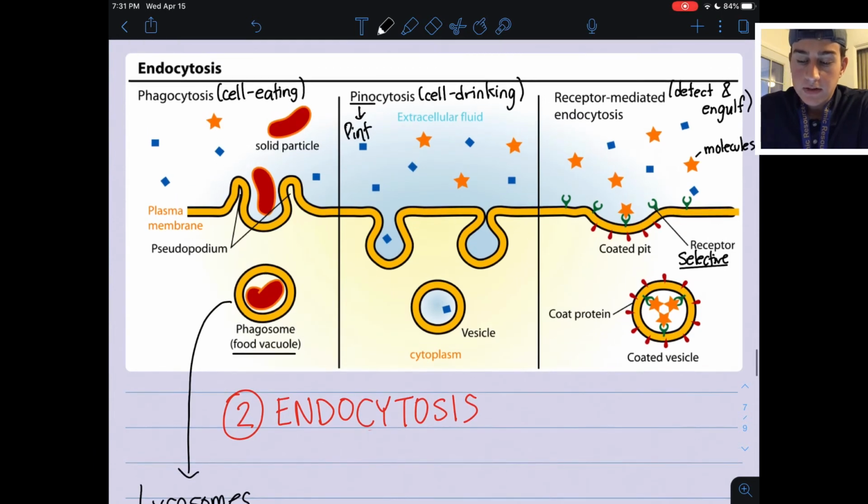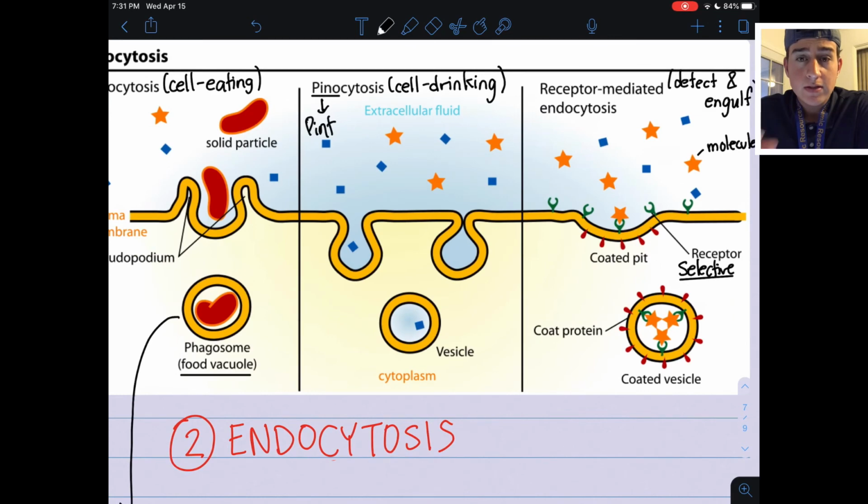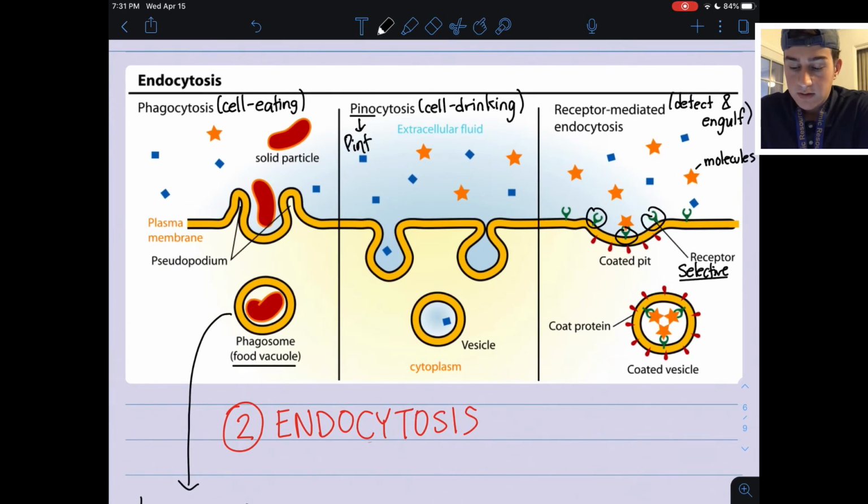And the third example is receptor-mediated endocytosis. So you're going to have receptors that are specific, as shown here. There are some receptors here, and they're specific only to the stars. Therefore, once the molecules bond to these receptors, they're able to do something similar to phagocytosis, where they enter this vesicle and it goes inside the cell.